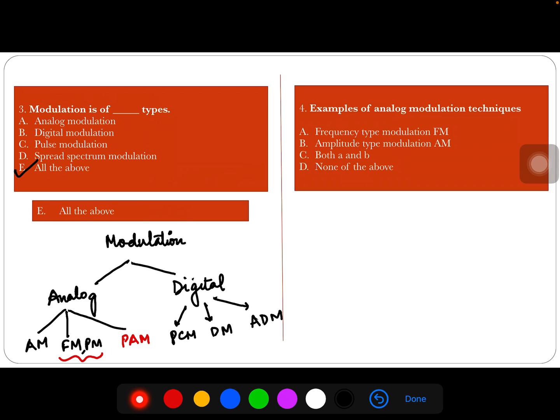Next question is, examples of analog modulation techniques. As I showed you in the tree diagram, here also it's already drawn. Analog modulations include amplitude modulation, frequency modulation, phase modulation, and frequency and phase modulation are collectively called angle modulation. So A and B options both are correct. So the correct option is C, where it is written both A and B.